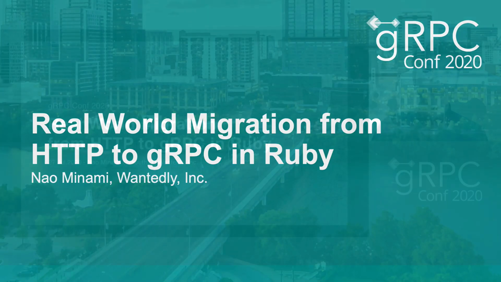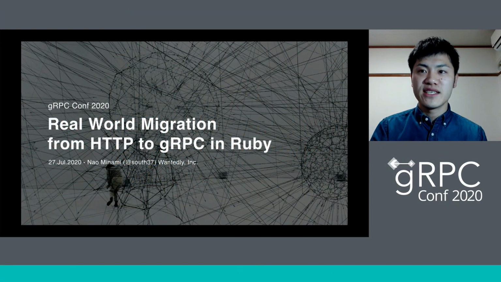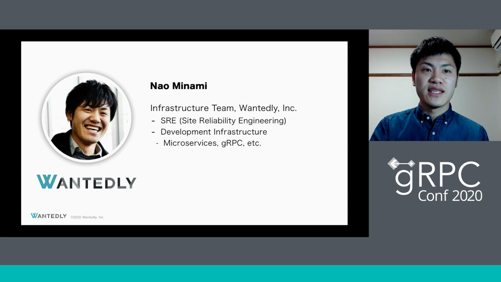Today, I'd like to talk about how and why we migrated our inter-microservices communication method from HTTP to gRPC, especially in our Ruby microservice. My name is Nao, and I work at Vantage from Tokyo, as a software engineer at the infrastructure team. My team has two responsibilities, SRE and development infrastructure, and that is why I worked on introducing gRPC in the microservices.